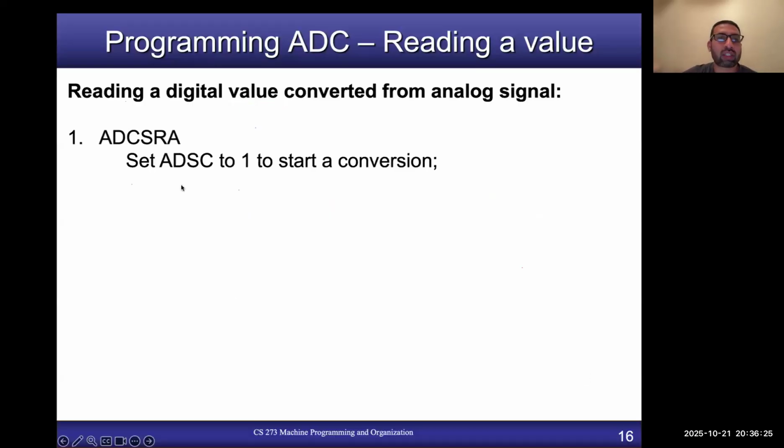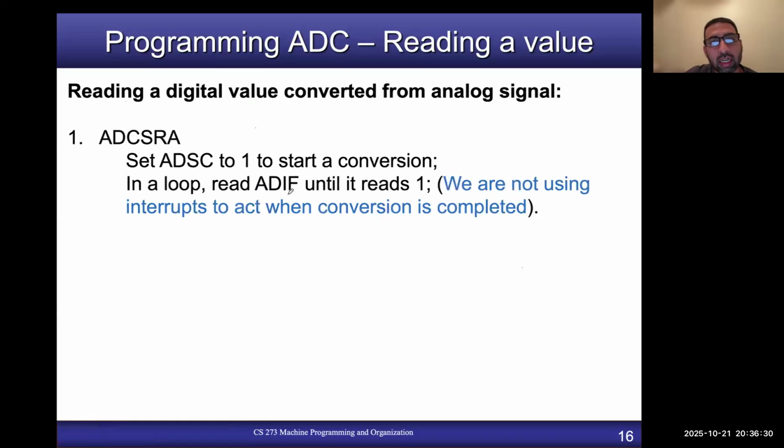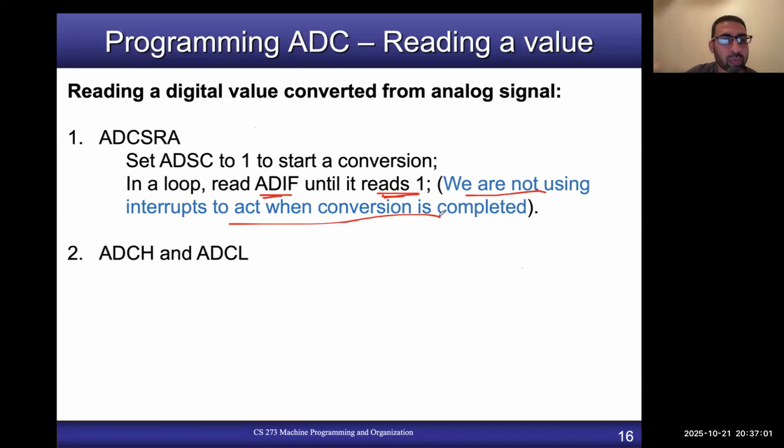After signaling to start the conversion, you will need to repeatedly monitor the ADIF flag until it reads 1. If it reads 1, you will understand that the conversion is completed. Otherwise, you continue monitoring the flag. Remember, in this case we are not using interrupts to act when the conversion is completed. Why? Because we have not yet covered interrupts. So I don't want to use the interrupt mode of the ADC in this lecture, at least.